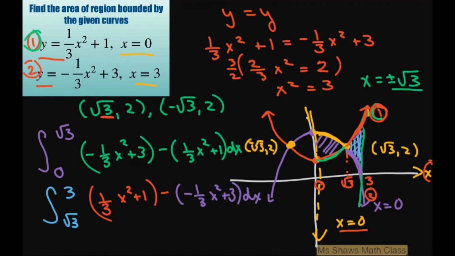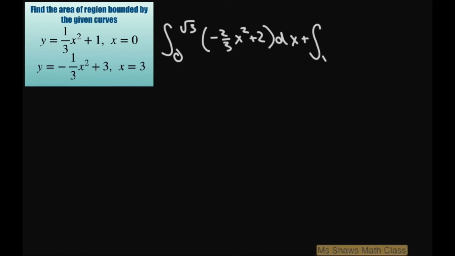All right, so all I'm going to do on the next slide is simplify these two and put all this together. I'm just adding the x squared terms together and the constants. That gives me the integral from 0 to square root of 3 of negative 2/3 x squared plus 2 dx, plus the integral from square root of 3 to 3 of 2/3 x squared minus 2 dx.